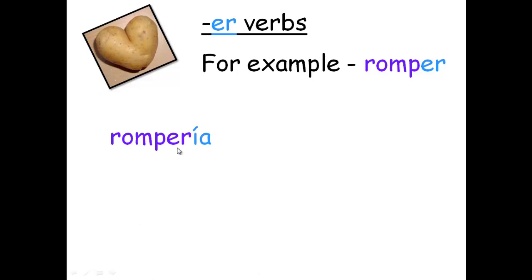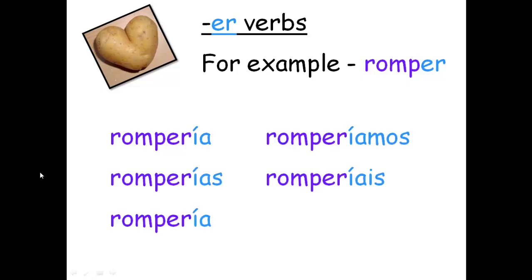So you can see that ER is still there. I haven't cut that off, I've just added the ER on the end. Well done if you can guess what the next five are going to be. They're romperías, rompería, romperíamos, romperíais, and romperían. Accents on all of them. Again, same in this person and this person. Remember, context is king. Feel free to print that slide off.